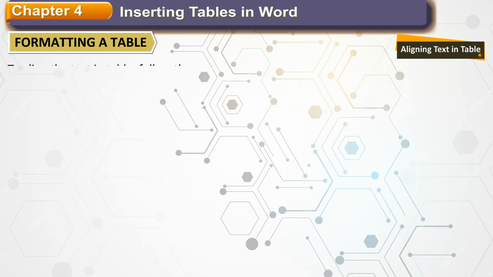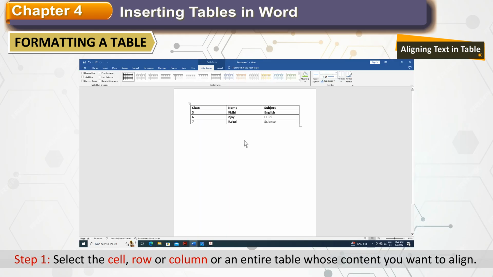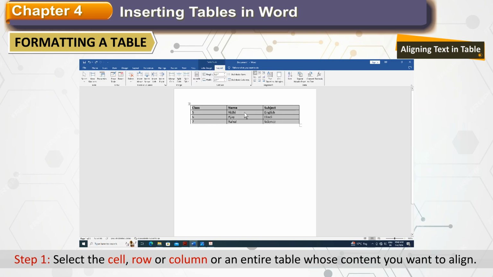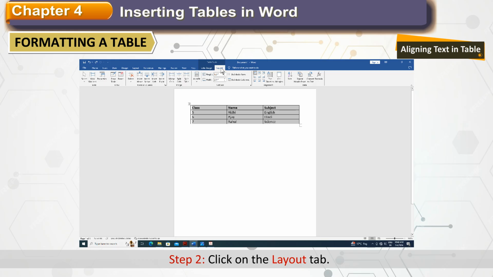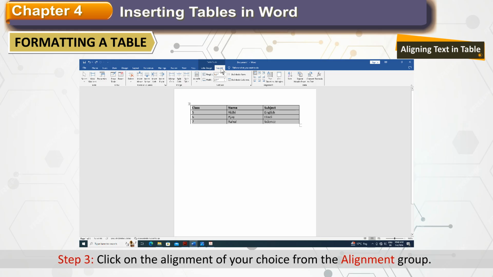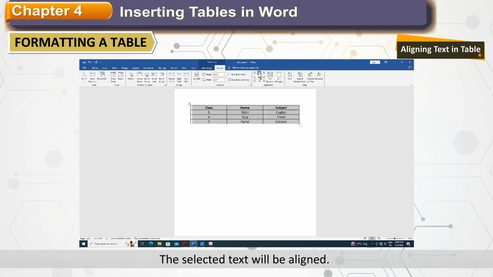Aligning text in table. To align the text in table, follow these steps. Step 1. Select the cell, row or column or an entire table whose content you want to align. Step 2. Click on the Layout tab. Step 3. Click on the alignment of your choice from the Alignment group. The selected text will be aligned.